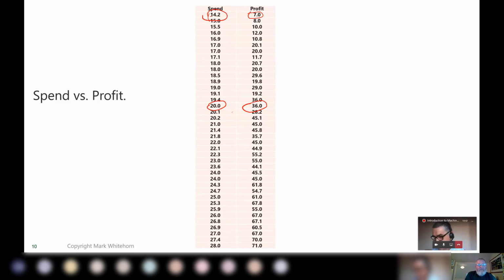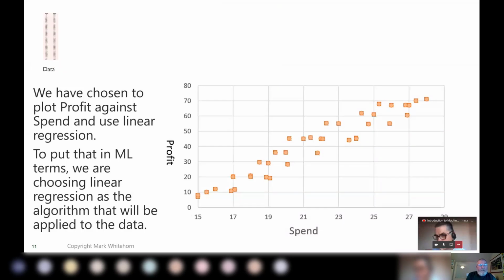So we have our X coordinates and our Y coordinates. That's the spend, that's the profit. Okay, so we've got some data. And with machine learning, clearly one of the most important things you have is data. We've chosen to plot profit against spend, and we're going to use linear regression. To put that in machine learning terms, we're choosing linear regression as the algorithm that will be applied to the data. I just want to digress really briefly on this word algorithm.